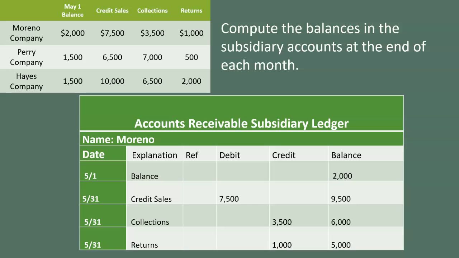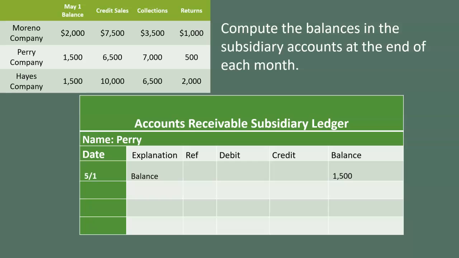Similar thing here with returns. If Moreno returned goods to us, that's going to decrease the amount that they owe us now. So we credit the Moreno subsidiary for $1,000, which is going to decrease that balance down to $5,000. So at the end of the month, Moreno Company owes us $5,000. Now, we need to do this for Perry and for Hayes. So let's start with Perry.